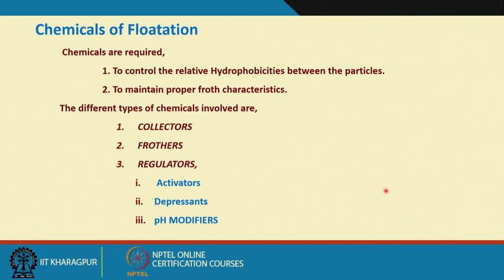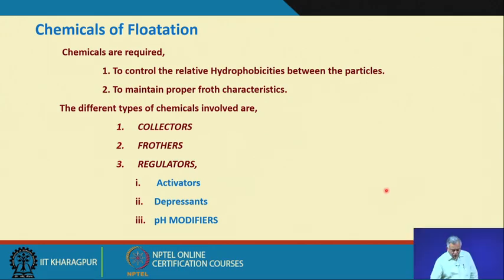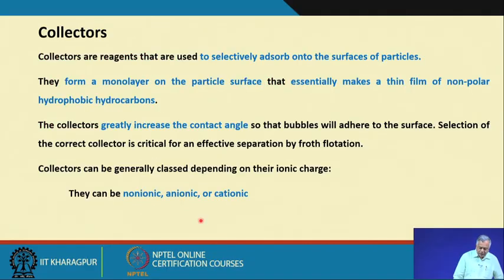There are different types of chemicals based on the purposes for which they are used, and we normally use different names for them. The first one we call a collector; we will discuss in detail what a collector means. Then another group of chemicals we call frothers. Then there are regulators, which also have different varieties, like activators, depressants and pH modifiers. So, let us start with the collectors and discuss what they are.